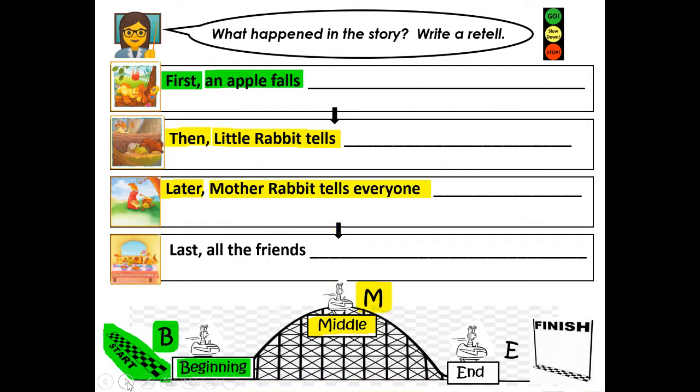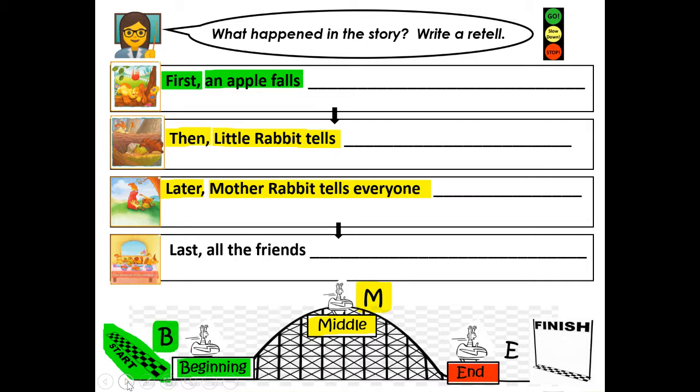Later, Mother Rabbit tells everyone. What does Mother Rabbit tell everyone? So after you say your sentence, push pause, write your second yellow sentence, and when you're done writing it, push play. Now we're going to stop.